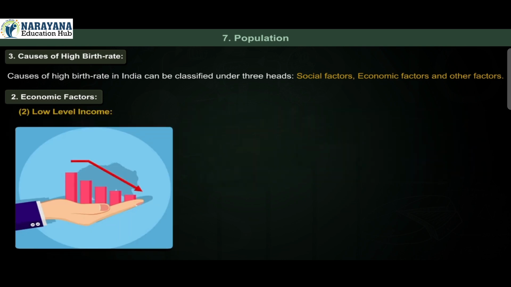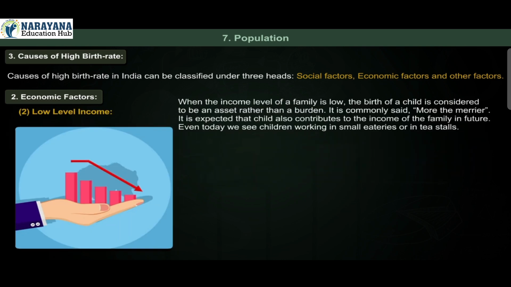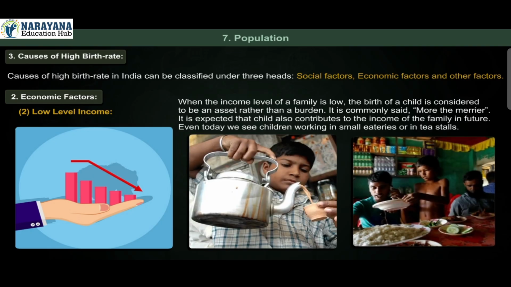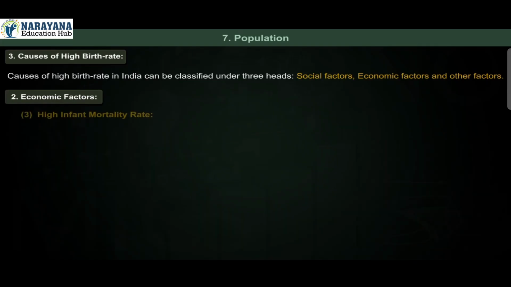Second, low level of income. When the income level of a family is low, the birth of a child is considered to be an asset rather than a burden. It is commonly said, the more the merrier. It is expected that the child also contributes to the income of the family in future. Even today, we see children working in small eateries or in tea stalls.